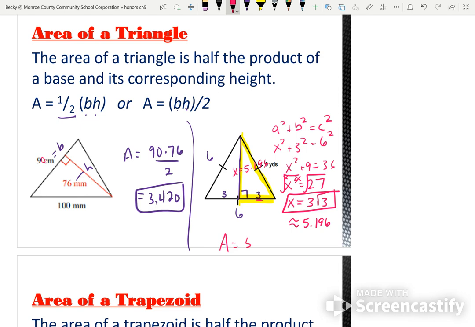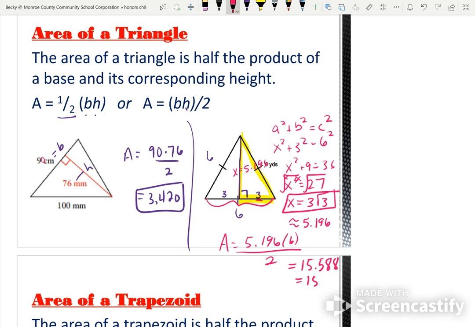My height is 5.196. Now here's the confusing thing. What is the base? The base is this entire length. So it is 6, and it's all over 2. Okay, so I'm going to take 5.196 times 6, which is 31.176, and divide that by 2. Okay, so I get 15.588.